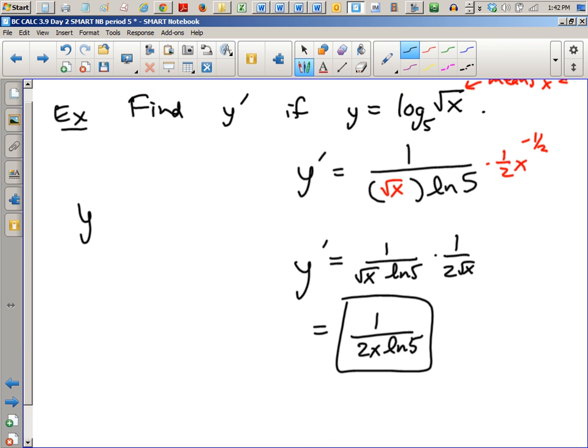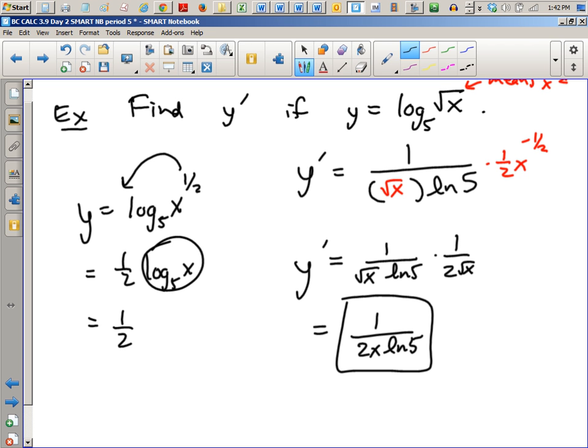He says we could have just written it like this and brought the half out front. And then we could have done 1/2 times, and then this is just going to be 1 over x ln 5.